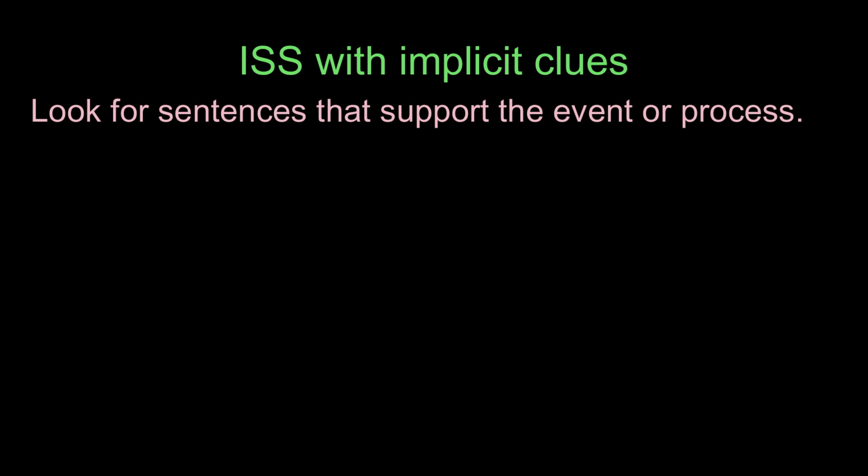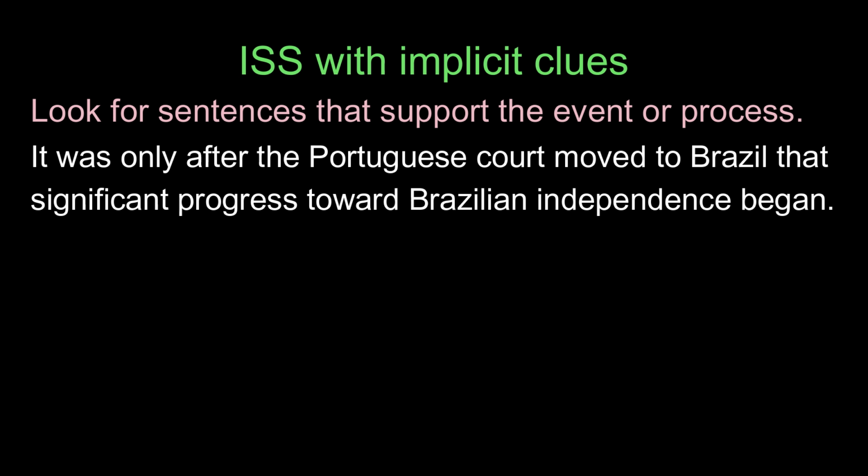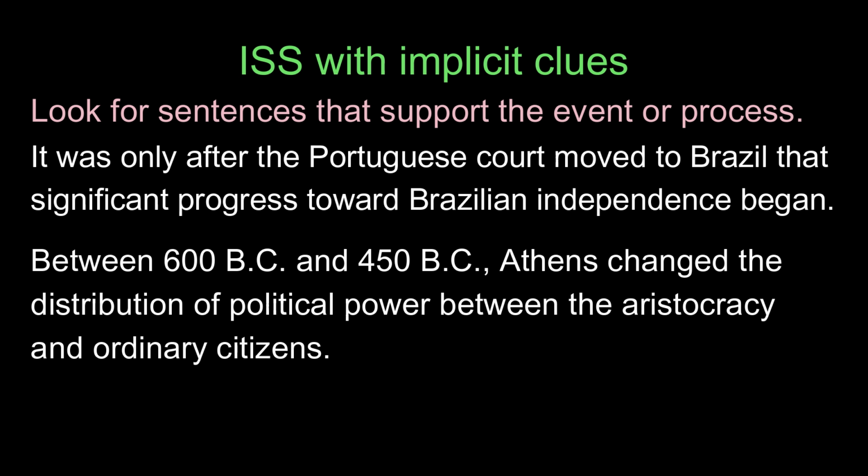These are example sentences with implicit clues. It was only after the Portuguese court moved to Brazil that significant progress toward Brazilian independence began. Between 600 BC and 400 BC, Athens changed the distribution of political power between the aristocracy and ordinary citizens. For these sentences, we need to look for choices that talk about how Portuguese court was instrumental to Brazilian independence from Portugal, how ancient Greeks changed their government forms from aristocracy to democracy.